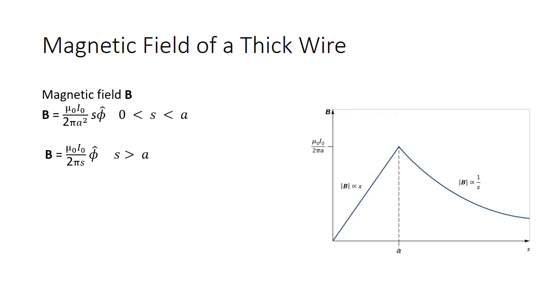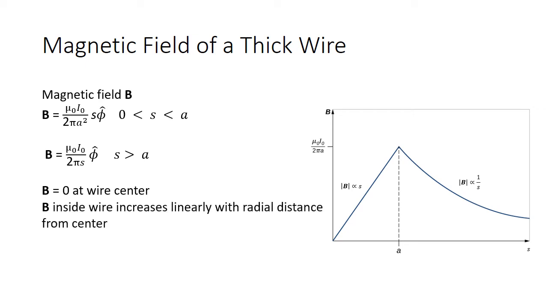We can graph this function B as a function of s. To begin with, B is 0 at the center of the wire, which makes sense since no current is enclosed by the circulation loop there. We see that inside the wire, the magnetic field increases linearly as more of the wire is enclosed, because more of the current is enclosed as a result. Once we get beyond the edge of the wire, all current is enclosed, but the magnetic field gets weaker as we move farther away from the wire. We also note that the magnetic field is continuous at the surface of the wire.